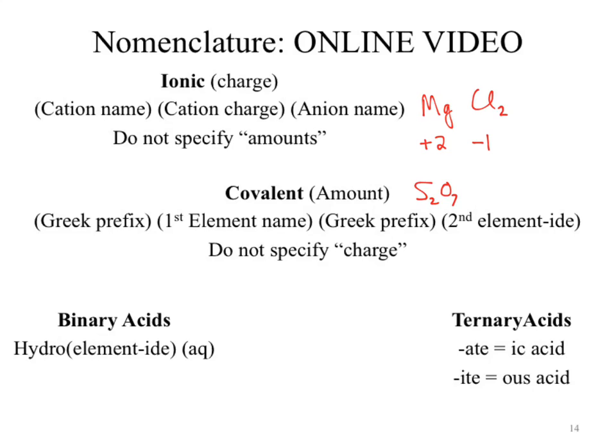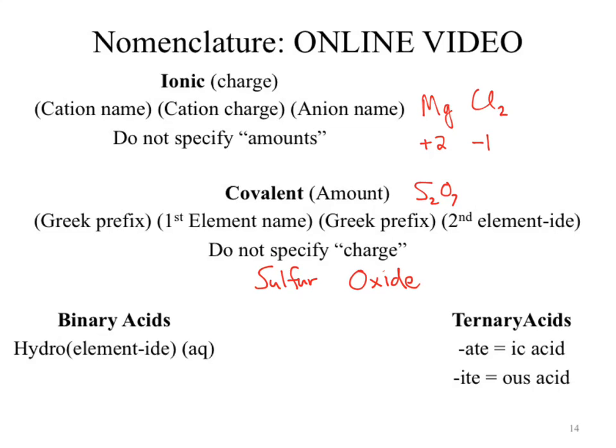We'll list our first element name. The first element that shows up is sulfur. The second element that shows up is oxygen. You'll notice that we change the ending of the oxygen a little bit. It becomes our second element. We change the ending to "ide." Okay, this is not super intuitive. It kind of goes based on what sounds good. So it's not oxygen-ide, it's oxide.